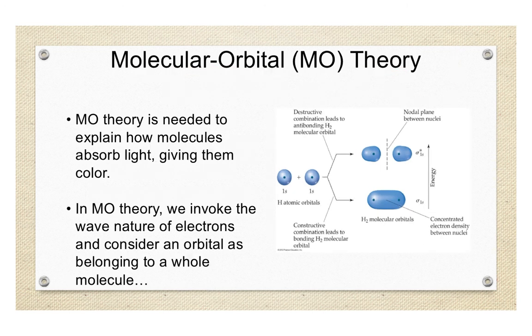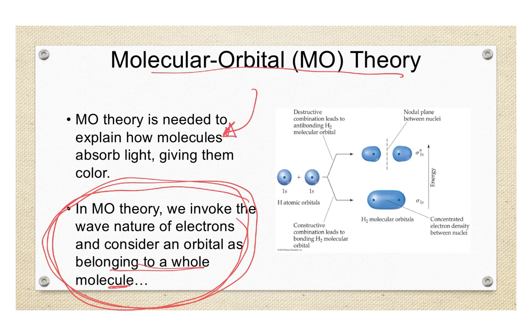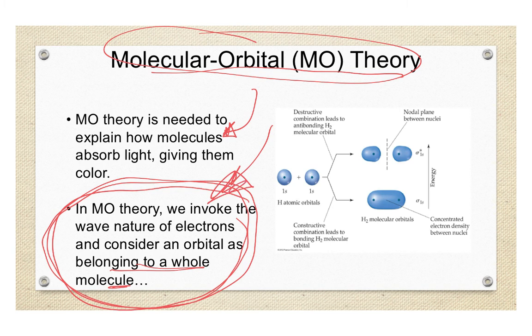Okay, but what you do maybe need to know is that molecular orbital theory exists, and what it does is it considers the wave nature of electrons and considers an orbital as belonging to the whole molecule, not individual atoms. Okay, it's needed to explain how molecules absorb light, giving them color. So again, for molecular orbital theory, the only thing you need to understand is that it brings in the wave nature of electrons to help us understand some aspects of bonding just a little bit better.